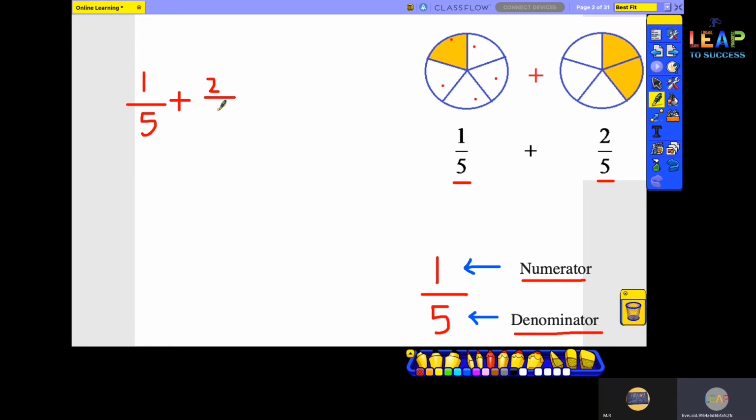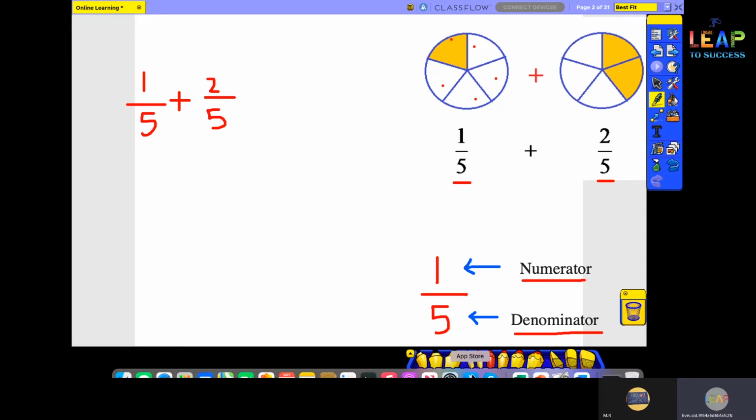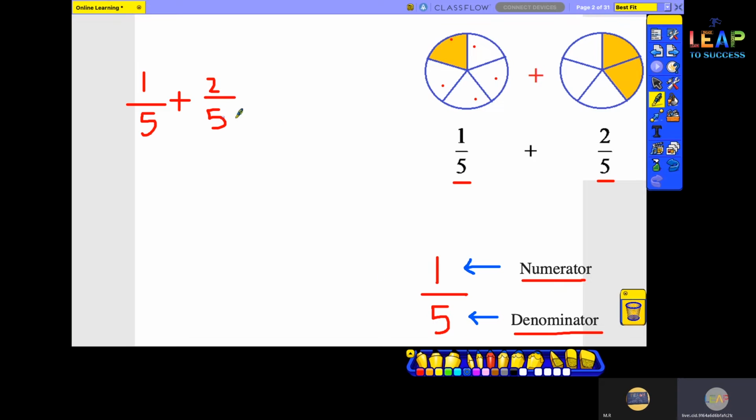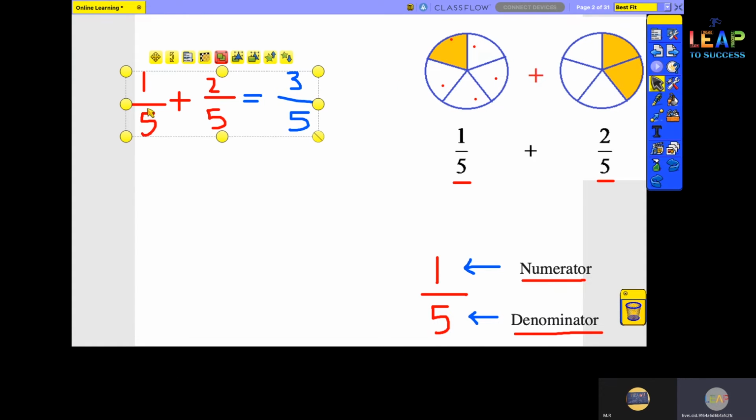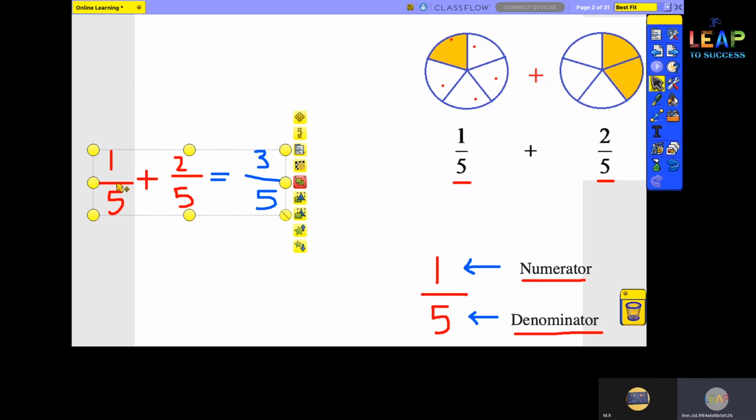Now, when your denominator is the same, as is the case here, we keep the denominator the same in the answer, and we simply add the numerators. So we end up getting 1 add 2, which makes 3. Okay, so just to go through that again, the denominators stay the same in the answer when you have the denominators the same in the question. So because it's 5 and 5 there, we keep it the same in the answer. It's a rule. And then we simply add the numerators, 1 add 2, which makes 3.